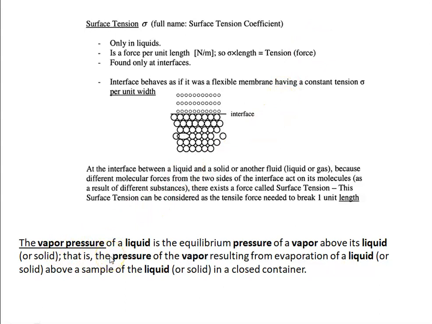Last time I explained what vapor pressure is. Today we're going to solve one question, so I put this one here again. The vapor pressure of a liquid is the equilibrium pressure of a vapor above its liquid. That is the pressure of the vapor resulting from evaporation of a liquid.